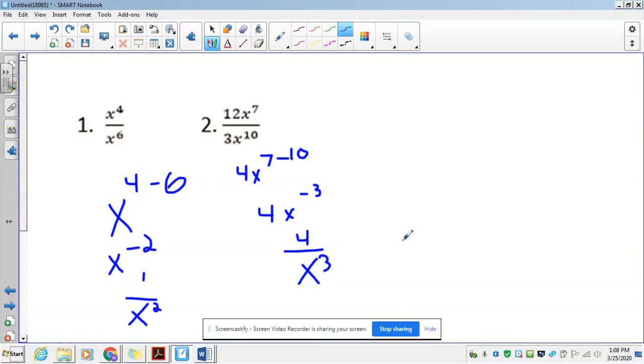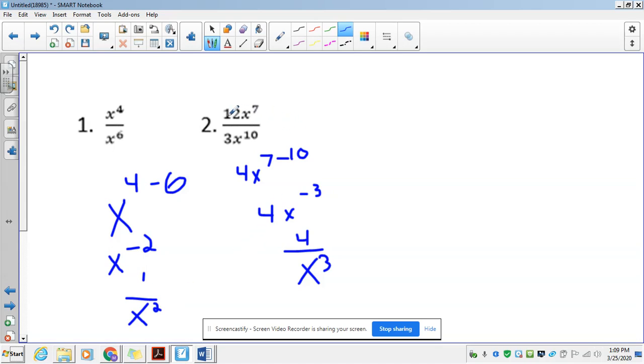Okay, before we move on to the next property, I wanted to make sure you got the previous slide correct because I know I've been throwing a lot of properties at you. This is the first one that is really new. So for the first example, you should have had x to the fourth minus 6, which would give you x to the negative 2. Since it's a negative exponent, we move it down to the denominator and make it positive, giving you 1 over x squared.